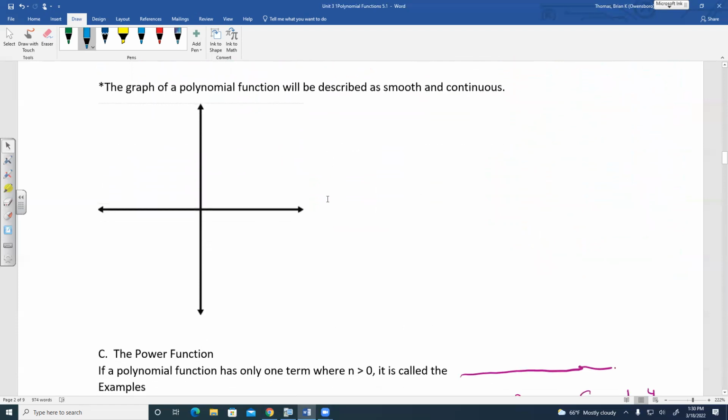So the graph of a polynomial function will be described as smooth and continuous. So I don't know if I can do that very well here, but the graph of a polynomial function basically is going to be a nice little smooth graph that kind of turns every once in a while. It's going to be smooth and continuous. So it's going to take on a look of something like that. It's going to have the smoothness, and a lot of the polynomial functions we're going to deal with, since they're going to be above degree 2, they're going to have more than one term in them.